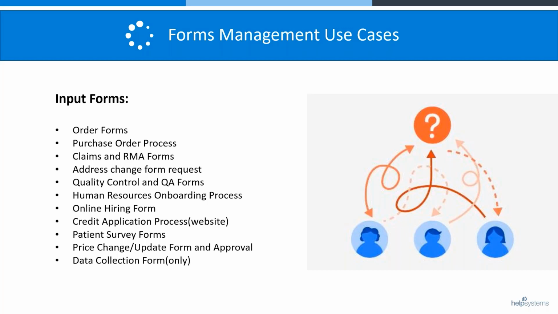But expense management, contract management has been really huge today, and I'll show some examples of that. Quality control and QA forms, inspection forms and stuff like that. Sales order process, purchase order process. Human resources and onboarding processes have been huge because of the document or forms process you need to do to be able to collect the data and create documents, but then the secure storage in the background to be able to house that information. Online hiring forms, credit applications, companies have been deploying to their websites.